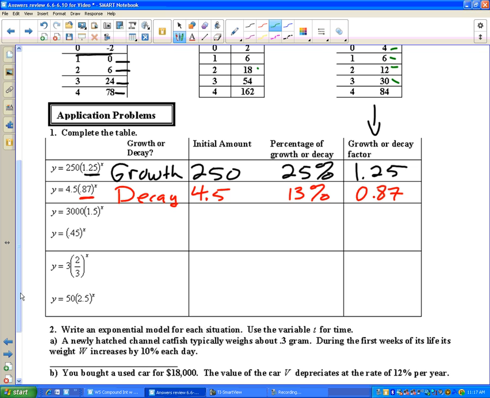Again, look in the parentheses, 1.5 is greater than 1, so this is growth. The number in front is my initial value, which is 3,000. Fill out the last column. The number in the parentheses is 1.5. The difference from 1 is 0.5, or 50%.